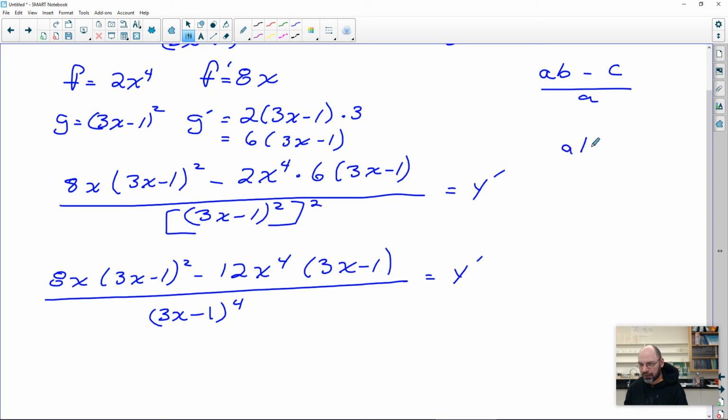In order to divide out an A, it has to be in both areas. So it's in both areas here, this 3x minus 1. So keep that in mind, your algebra rules, right?